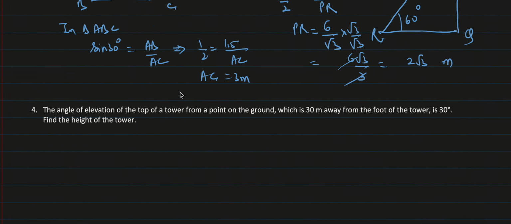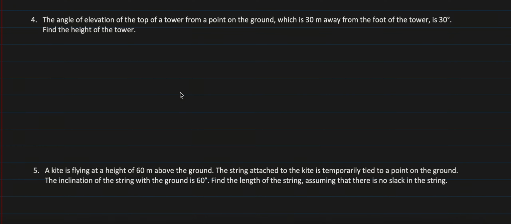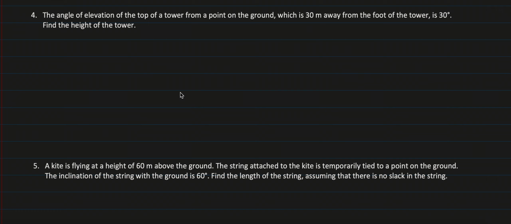I hope you're understanding the concept, because these are very basic questions of this concept. Now, moving on to question number 4. The angle of elevation of the top of a tower from a point on the ground, which is 30 meter away from the foot of the tower, is 30 degree. Angle of elevation of the top of a tower. So you have a tower, let's say AB.